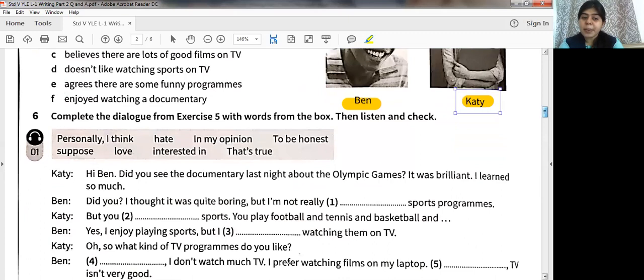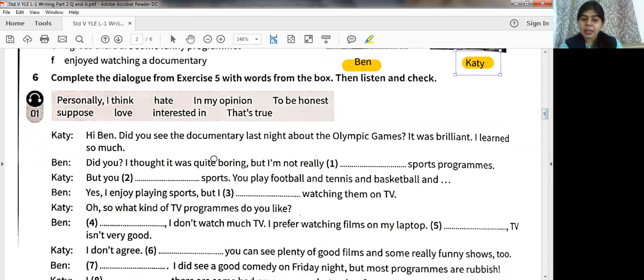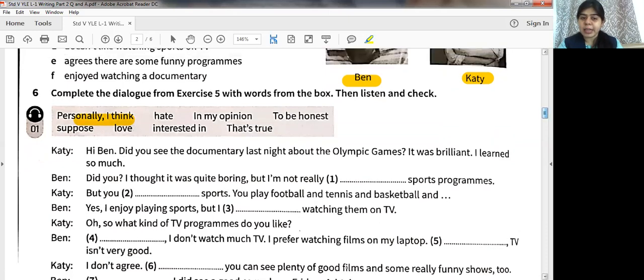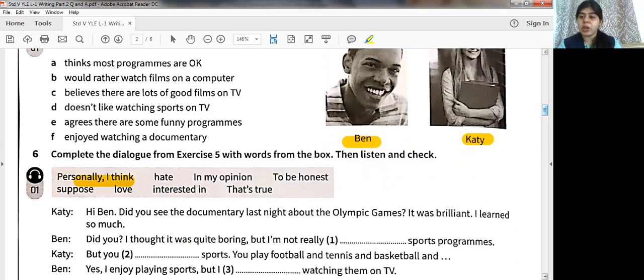And next one, you're going to complete the dialogue from exercise 5 with words from that box. Then listen and check. Since the audio is going to be played, you'll have to also listen to the conversation. When you listen to the dialogue, students, you have to fill it by choosing the appropriate options from the box. You will hear the same wordings in the audio. I'm going to play it twice, students, and you're going to listen very carefully because you have to do two questions together. So let us begin, students. All ready?